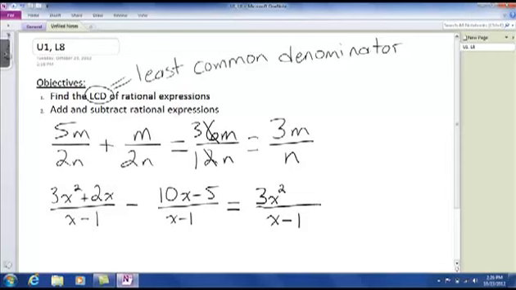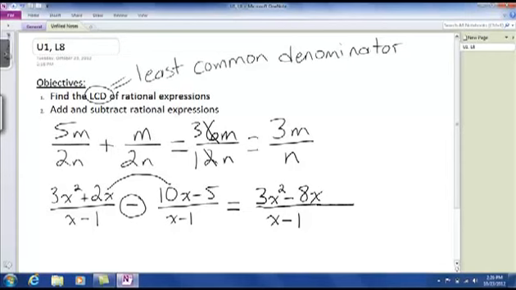Well, now I do have x's that I can combine. These two are both x terms. 2x minus, key term, it's minus, not plus. 2x minus 10x is minus 8x. And now, this is the part that people usually get wrong.